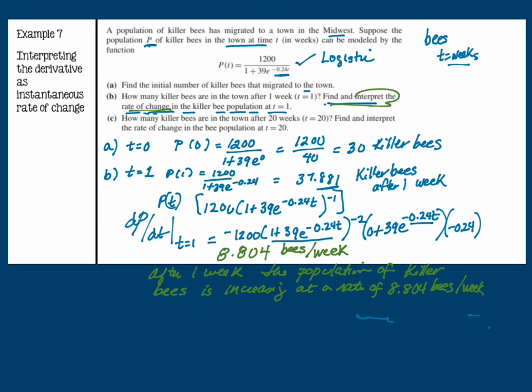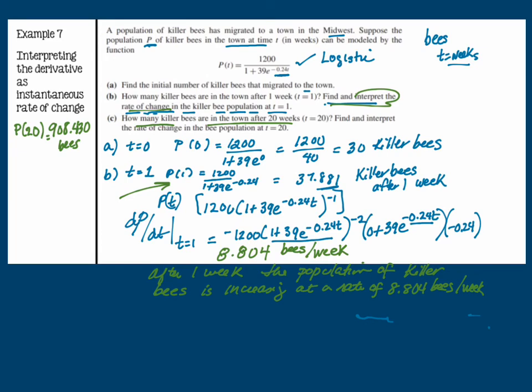Now it asks, how many killer bees are in the town after 20 weeks? So you go back up to P of 20, and if you use your calculator, P of 20 comes out to be 908.430 bees. So after 20 weeks, there are 908 killer bees, which, can a killer bee kill you? Because that's too many bees for me.